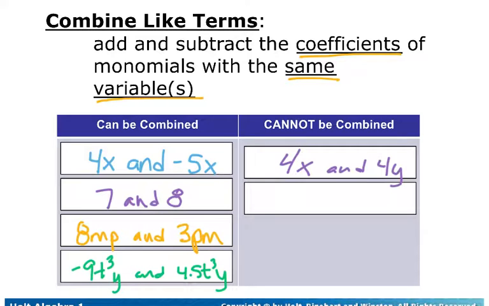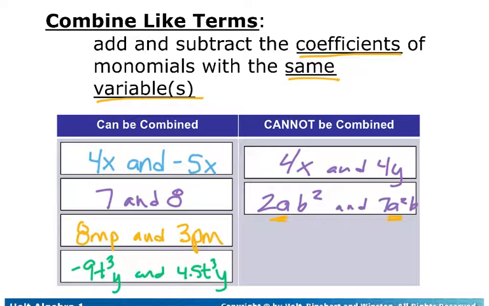And then maybe this next one, 2ab squared and 7a squared b. Hopefully you can notice in there that a is not squared here, but it is here, and so they are different, especially if you list it out as ABB and this one as AAB. You can hopefully see that those are not the same.